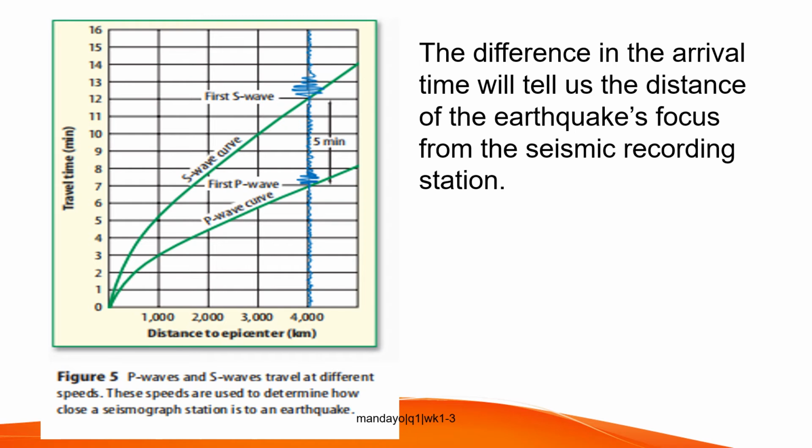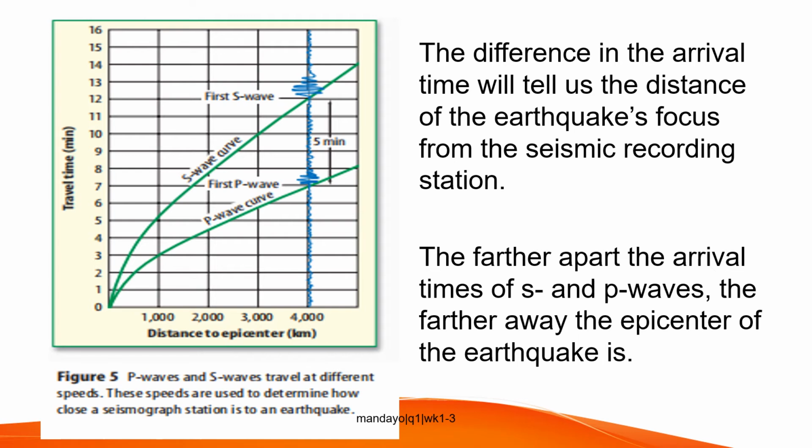So the distance identified here as the distance between S wave and P wave arrival gives us the idea of how far these stations are from the epicenter of the earthquake. The larger the difference, in this case 5 minutes, gives us an idea that the station is farther from the epicenter of the earthquake. Again, the farther apart the arrival times of S and P waves, the farther away the epicenter of the earthquake is.